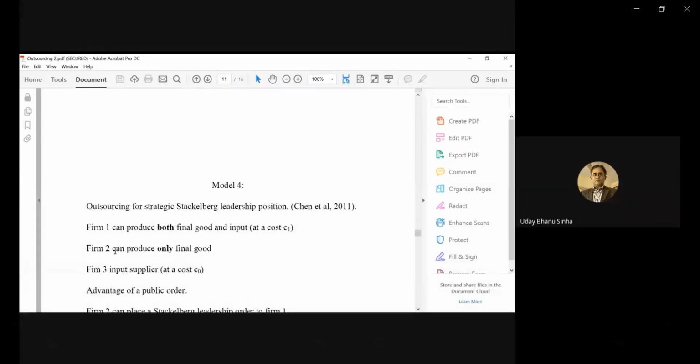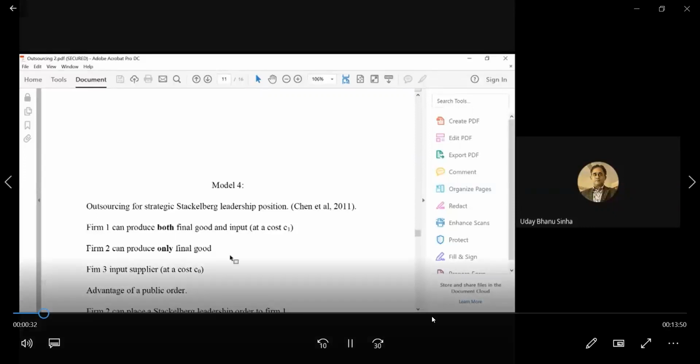So now we are truncating Farm 2's ability by reducing its option to produce in-house. Maybe because it doesn't have the technology or something, it can only specialize in the downstream activity; upstream activity is beyond its scope, ability, or whatever be the reason. So Farm 2 is just in the final good market. Farm 1 can be in both markets. Both markets means it has the ability to produce input in-house.